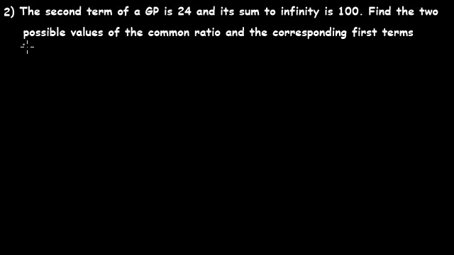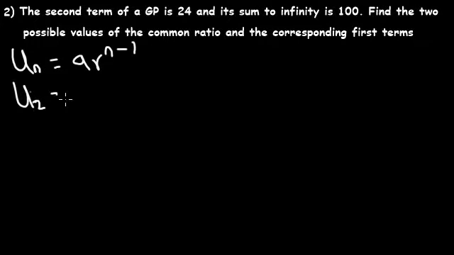So let's proceed. So the second term is 24. That's the number of the term. And we say u of n is ar to the power of n minus 1. So we are given u of 2, which is the second term. So that's when n is equal to 2. And that will be ar raised to the power 2 minus 1, which is ar raised to the power 1, which is the same thing as ar.